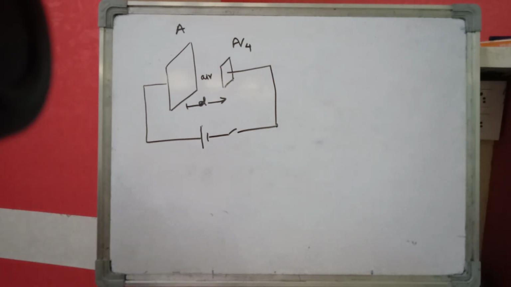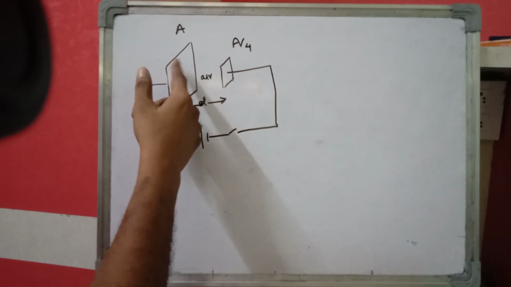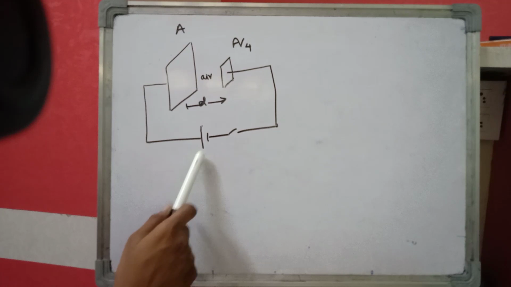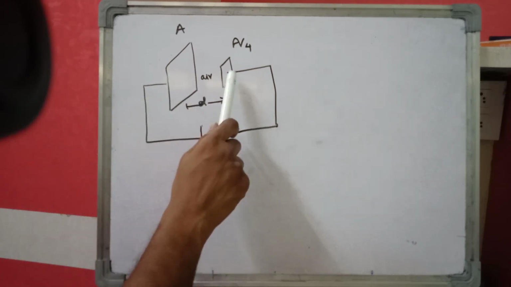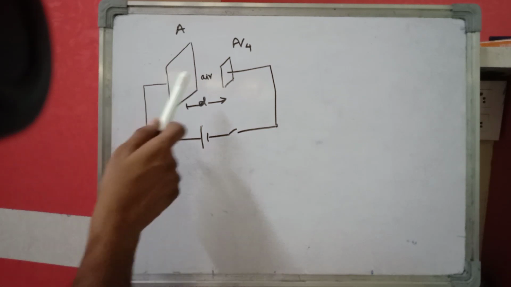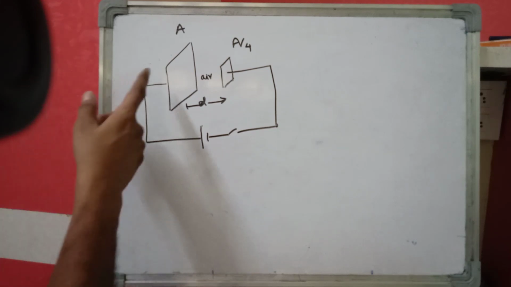So here is one more problem. These are two plates. Area of this plate is A and area of this plate is A by 4. Distance of separation between these two plates is D. And these two plates are connected to a battery with the help of a key. This plate is connected to the positive terminal and this plate is connected to the negative terminal. You are asked to find the capacitance of this capacitor. The medium present between these two plates is air. Then whenever you switch on the circuit, what happens?